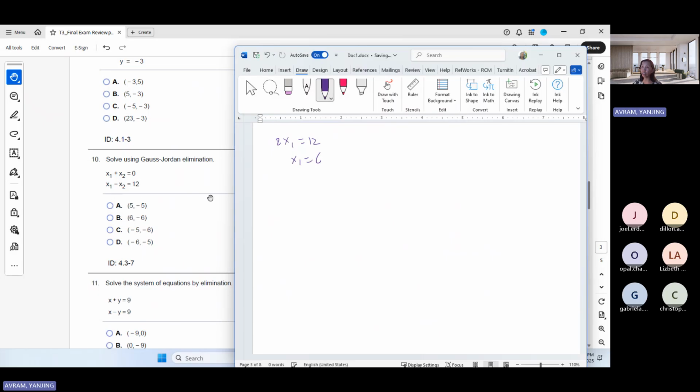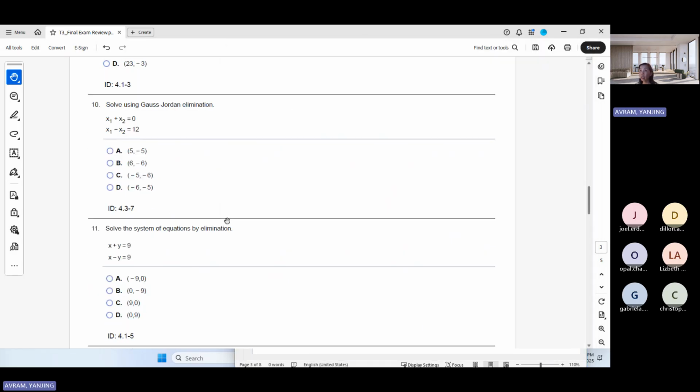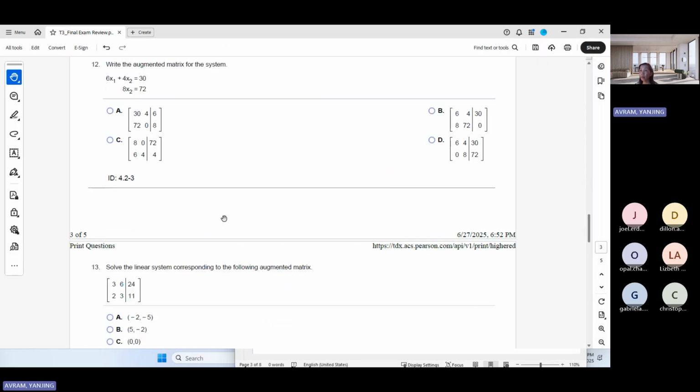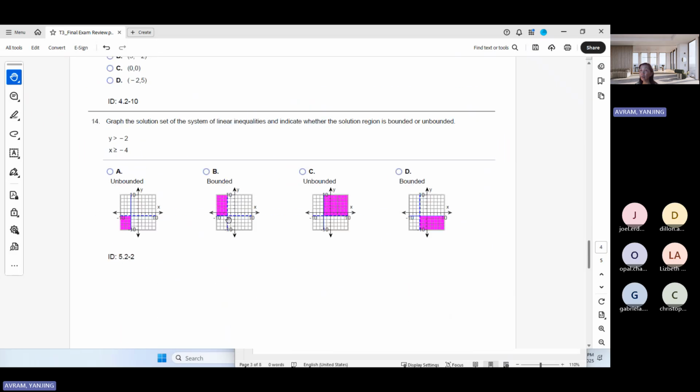So 2x1 is already opposite and then equal to 12. X1 is already 6, right? And then the other one, X2 here will be -6. So this one should be really quick. You don't really have to input into the matrix. But if you want to input a matrix, that's fine. It will solve. But this one you can do by hand really quick. Okay, so that's 4.3. Let's see what else.